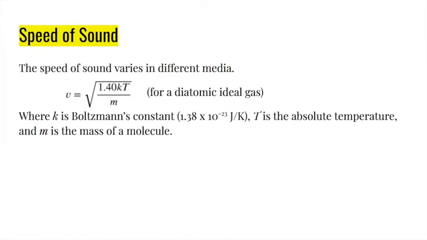So our v is going to be the square root of 1.40 kT over m. k is a constant called Boltzmann's constant, and T is the absolute temperature. And finally, m is the mass. So we have an example of this as well.